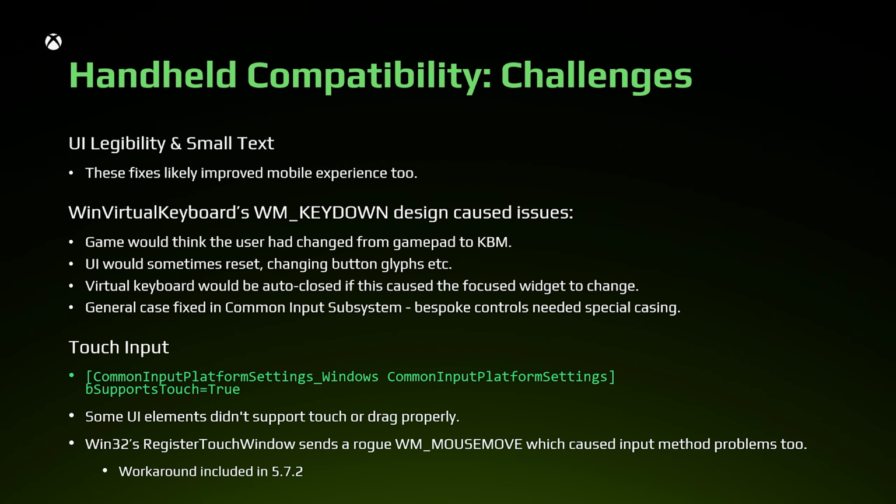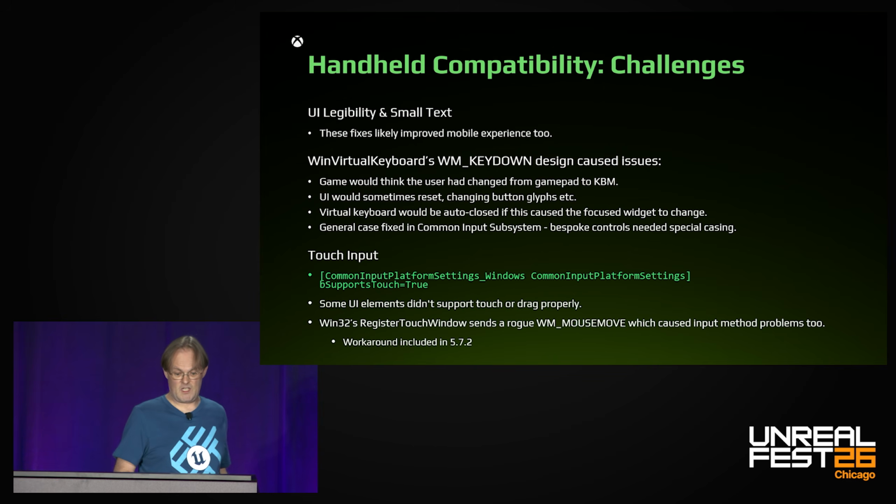The main challenges we faced getting handheld compatibility were around UI legibility and small text in some of Fortnite's custom controls. And hopefully these fixes have improved the mobile experience as well. The WM keydown mechanism did actually cause a few issues as well. Fortnite has a method to automatically switch between gamepad and keyboard and mouse mode, depending on the last input that it received. But if you brought up the virtual keyboard with the gamepad and then pressed a key, the UI might sometimes reset thinking it was in keyboard and mouse mode, and sometimes it would change the focused widget and close the virtual keyboard.